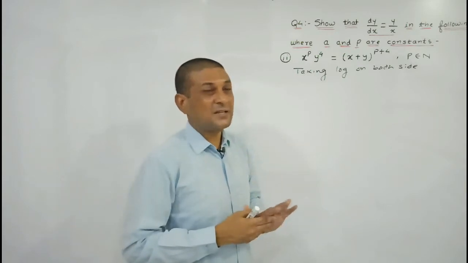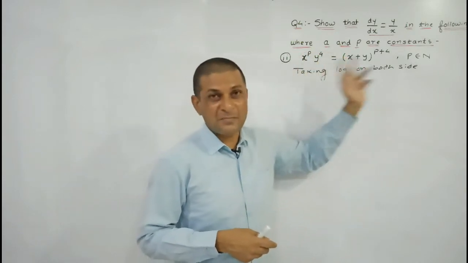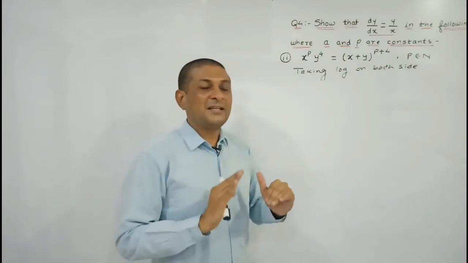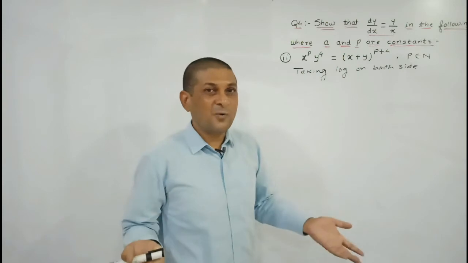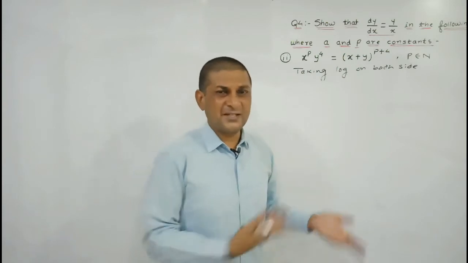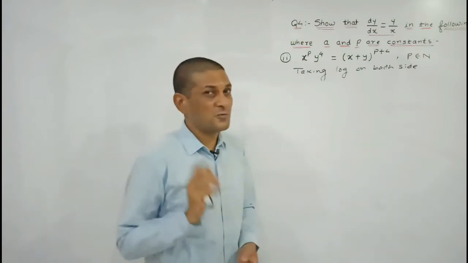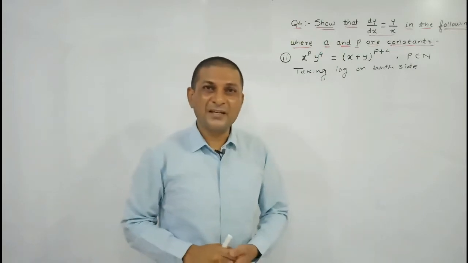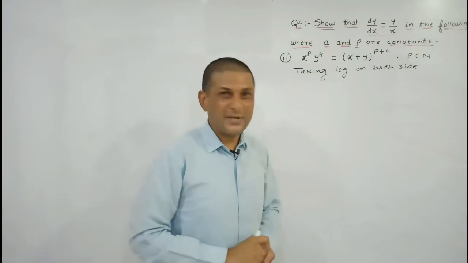What were the powers in the last example? The powers were 5 and 7, and 5 plus 7 on this side was 12. So here also, if this question is asked as a multiple choice question, we can easily say that its differentiation will be equal to y by x. So you should have a collection of such examples which will be helpful in competitive exams.